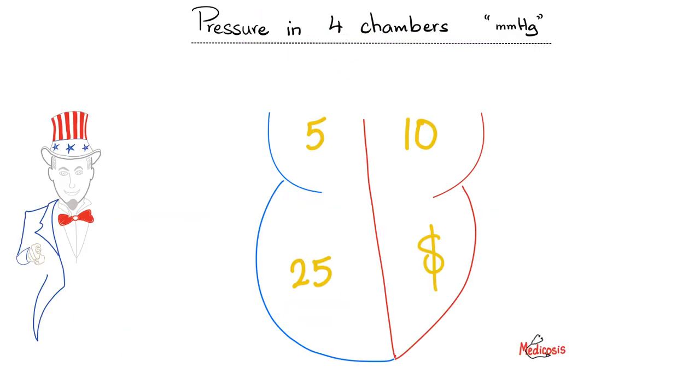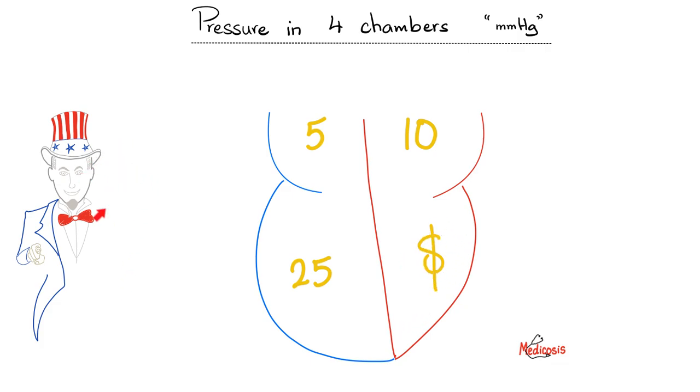In a previous video, we talked about the pressure in the 4 chambers. This is the pressure during systole when each one is contracting. When the right atrium is contracting, the pressure is about 5 millimeters of mercury. How about when the left atrium is contracting? 10 millimeters of mercury. Right ventricle, 25. And the left ventricle is 120.